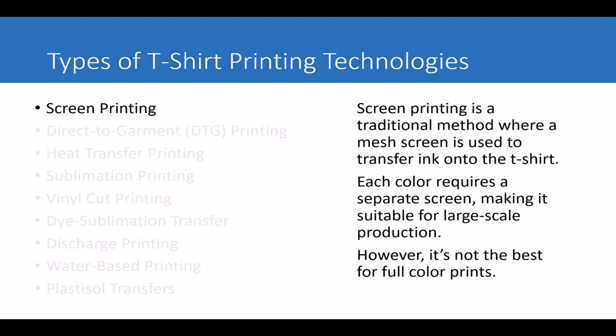It's not the best option if you want to do full color prints. If you are going to be printing full color t-shirts, you shouldn't use this technique because it's cumbersome. You can look for another technology like direct to garment, which gives you vibrant prints, or sublimation. Alright, so here is the video on how screen printing works.